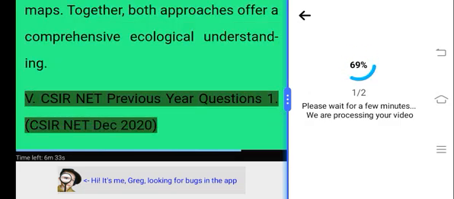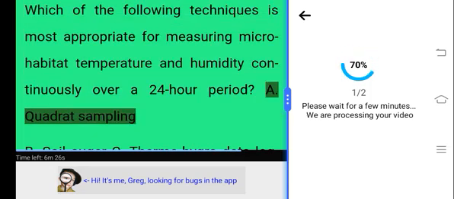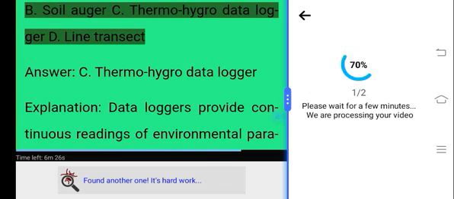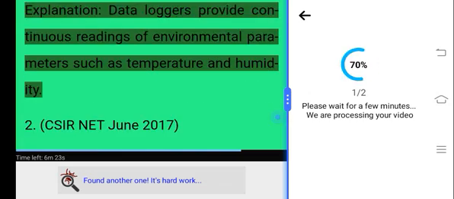CSIR NET Previous Year Questions. 1. CSIR NET Dec 2020. Which of the following is most appropriate for measuring microhabitat temperature and humidity continuously over a 24-hour period? A. Quadrat sampling. B. Soil logger. C. Thermo-hygro data logger. D. Line transect. Answer: C, thermo-hygro data logger. Explanation: Data loggers provide continuous readings of environmental parameters such as temperature and humidity.